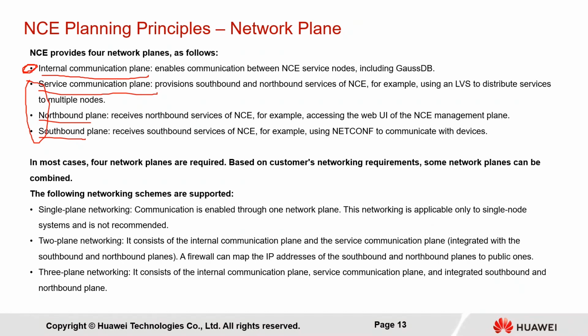So if you combine the service communication plane, northbound and southbound plane into one, you're going to enter this scenario, the two-plane networking. So you can either use a single plane networking, which is not very recommended, and then two-plane networking, which is the most recommended one, and the three-plane networking. This is going to be kind of complex. So this one consists of the internal communication plane, the service communication plane on its own, and the integrated northbound and southbound plane.